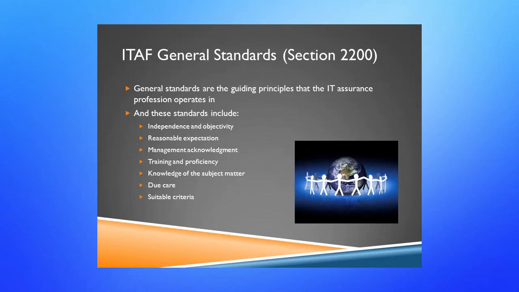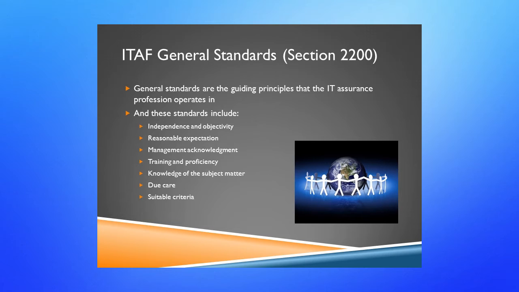So let's take a little more look at the general standards for ITAF at section 2200. Now, I'm giving you the section number so you can do more research if you want to get more information about any of these. The general standards are the guiding principles that the IT assurance profession operates in. And those standards include things like independence and objectivity. Now, suddenly you're thinking, wait a minute, you just got through talking about those. And I did, but we were under the heading of the ISACA standards. And remember that ITAF, I said, utilized those standards as its platform in developing its standards.